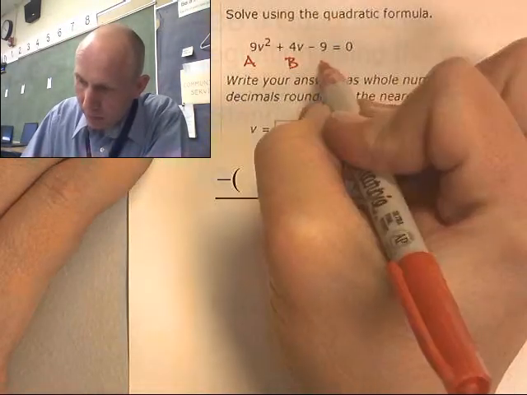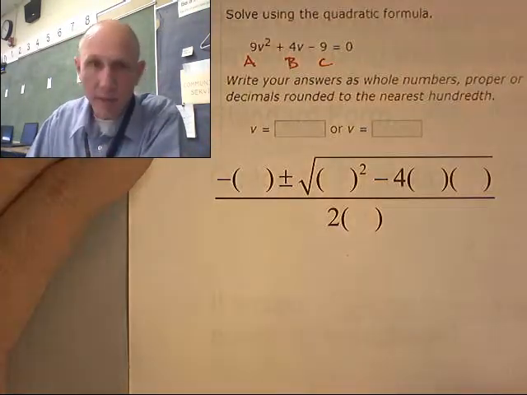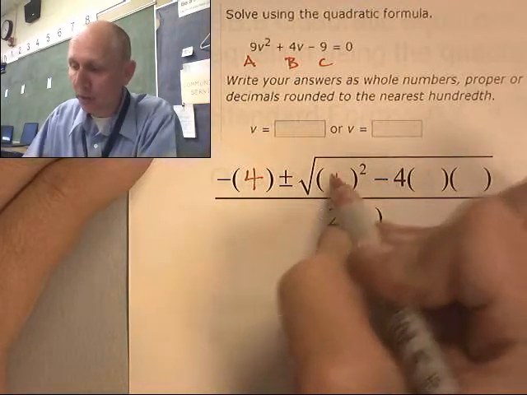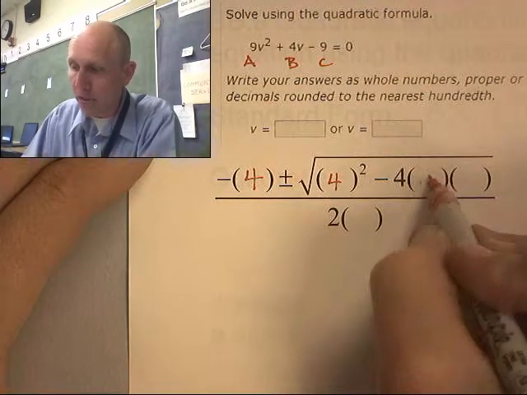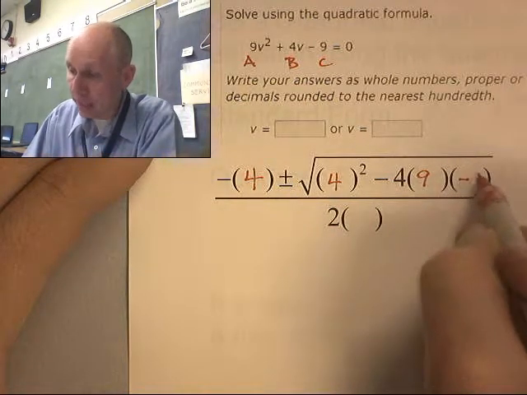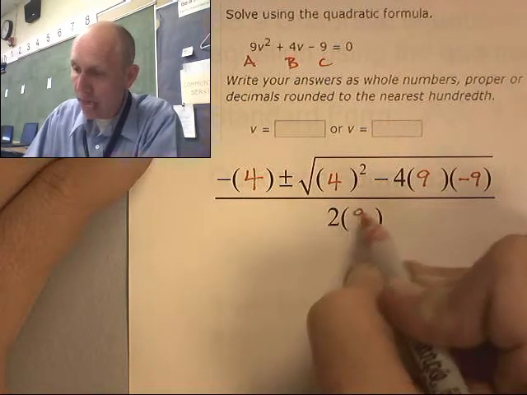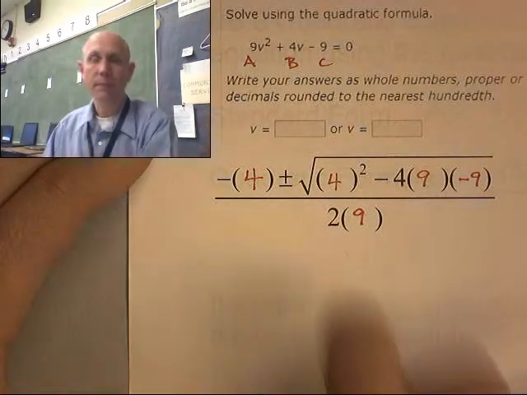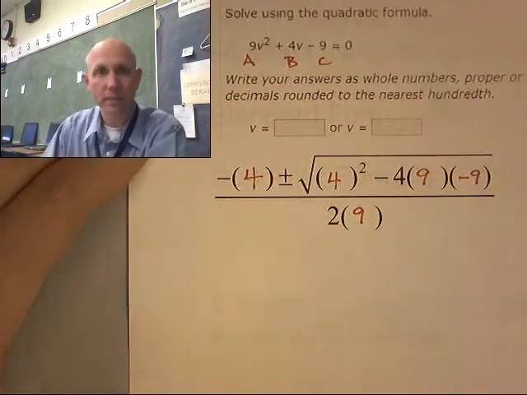A, B, C. Negative B plus or minus the square root of B squared minus 4AC, over 2A. Start with this.